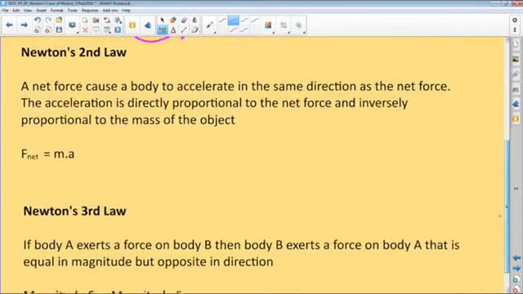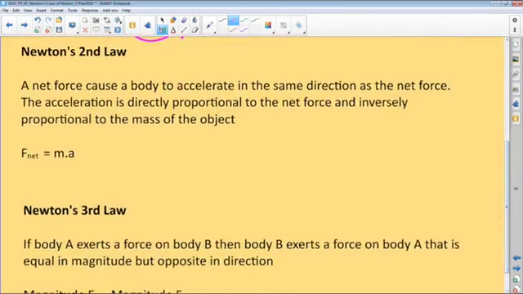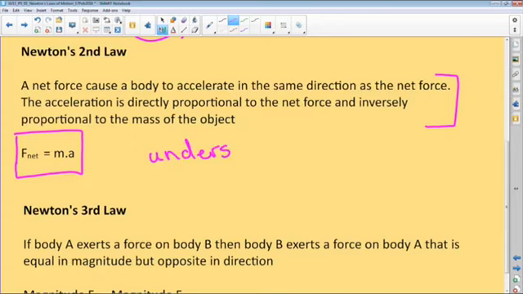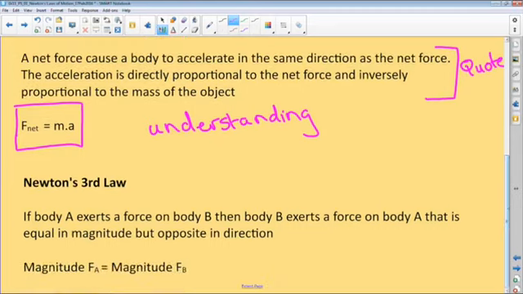Okay, so Newton 2. Newton's second law: net force causes a body to accelerate in the same direction as the net force. Acceleration is directly proportional to the net force and inversely proportional to the mass of the object. Exactly like I showed you earlier on, F net is equal to mass times acceleration. So remember, this is our understanding part. That is how we understand it. And the square bracket is what we need to be able to write or memorize and quote.